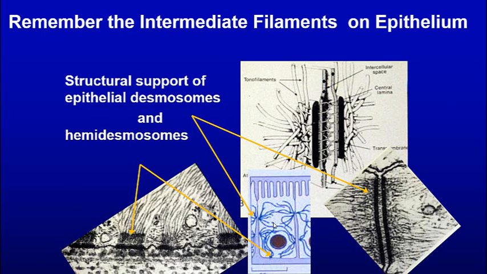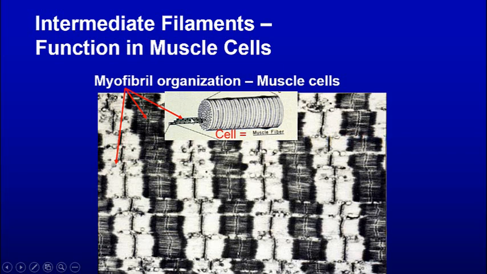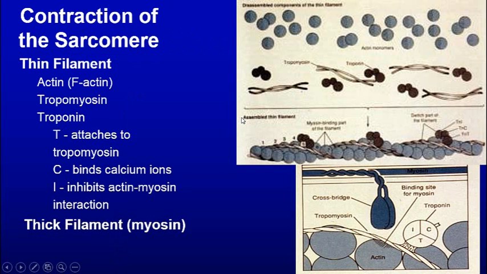Now remember the intermediate filaments in epithelium. Remember they were structural components in epithelium, the hemidesmosomes as well as desmosomes. In muscle, it's intermediate filaments that hold the myofibrils organized. Without that, you might not have as precise a contraction. It's these intermediate filaments that do that. So they hold the myofibrils in connection with the muscle fiber, or the muscle cell.